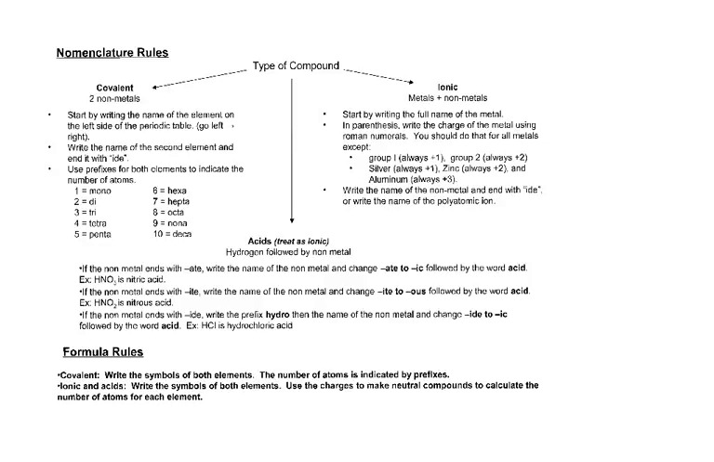So if it's covalent, you start by writing the name of the element on the left side, so basically the first one. Then you write the name of the second one, but end it with IDE. And then you use prefixes for both of them. 1 is mono, 2 is di, 3 is tri, 4 is tetra, 5 is penta, 6 hexa, 7 hepta, 8 octa, 9 nona, and 10 deca.